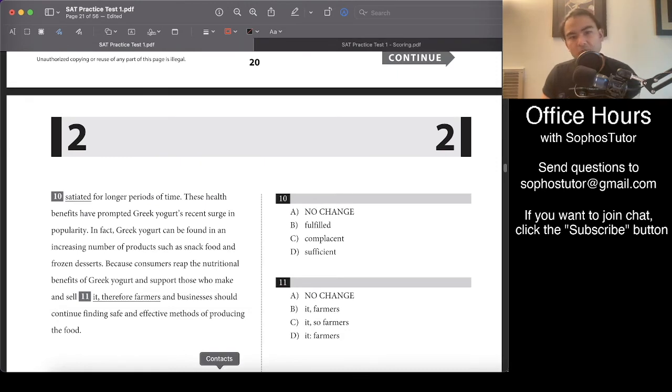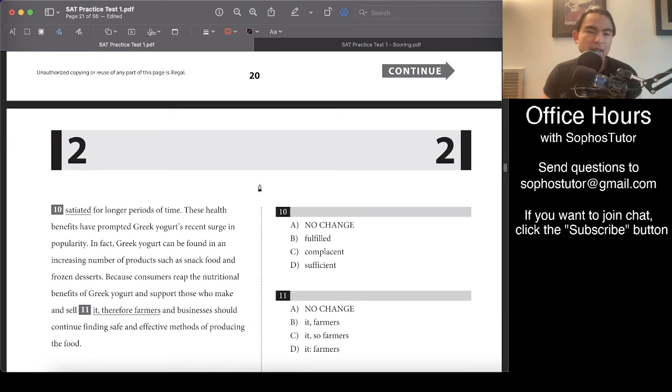Satiated for longer periods of time. I already kind of know what satiated means. It means to be filling from a hunger sense, satisfying hunger. So I already feel like A is going to be correct.